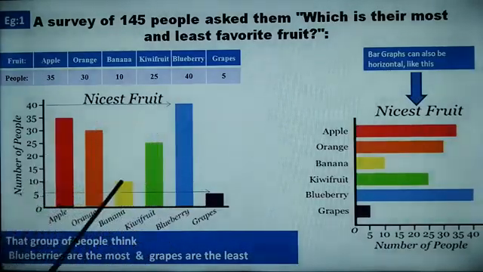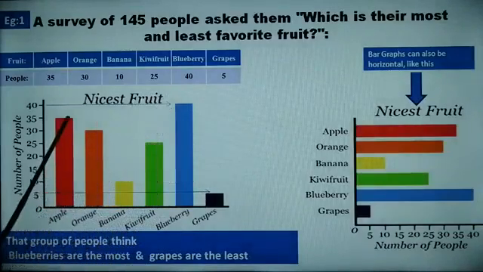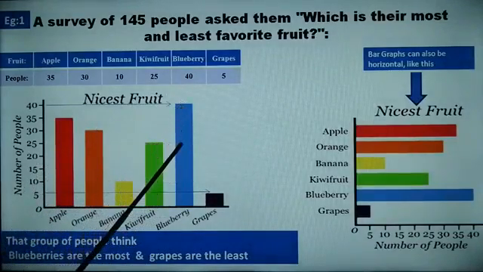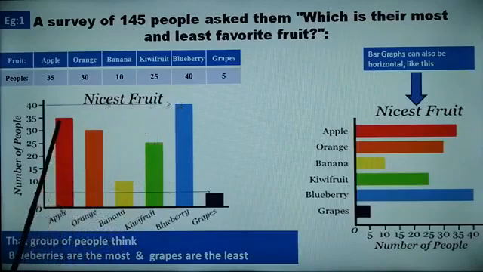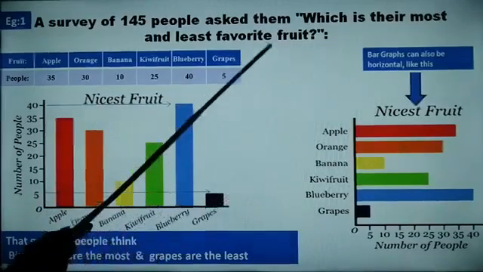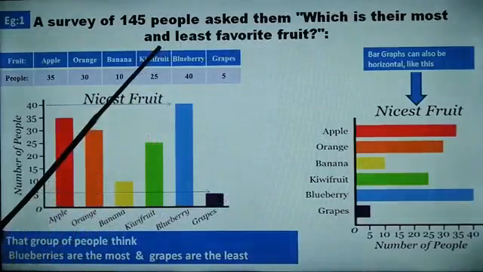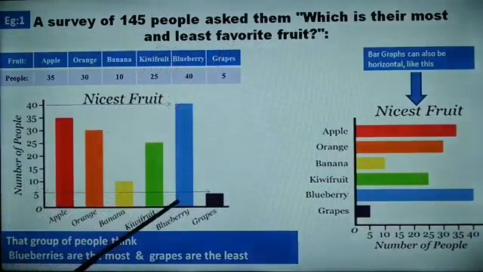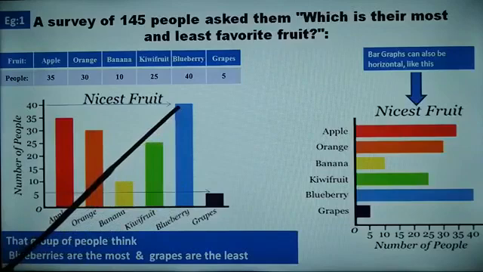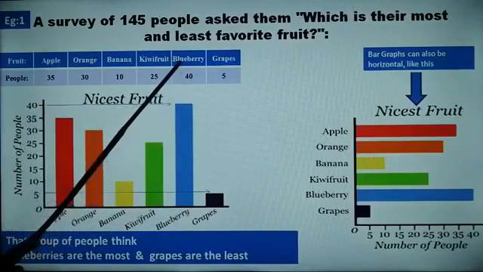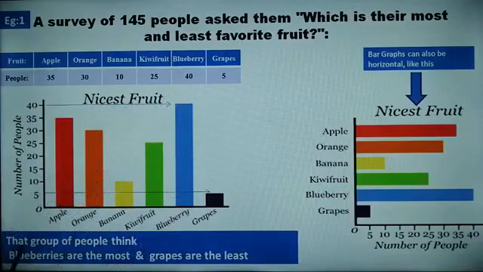So look at this bar graph and check it out. Which one is the tallest bar? This one, isn't it? From this bar graph, we can easily find out which bar is the tallest one and which one is the shortest. So we will find the answer like this. Which is their most favorite fruit? That means the number of people who selected more, which fruit? 40. What is that fruit? Blueberry. So that group of people think blueberries are the most favorite and grapes are the least.